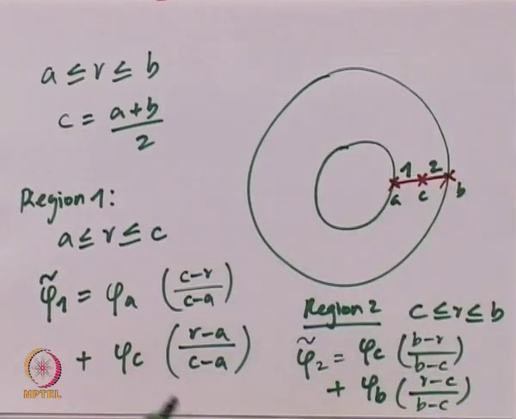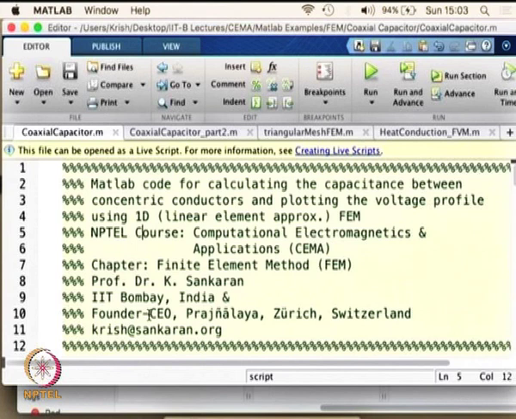So, let us go into the code with this background and see how this problem can be simulated using the MATLAB environment. So, let us start with the code. The code we are going to use is the coaxial capacitor. It is going to calculate the capacitance between the concentric conductors and plot the voltage profile using 1D linear approximation.